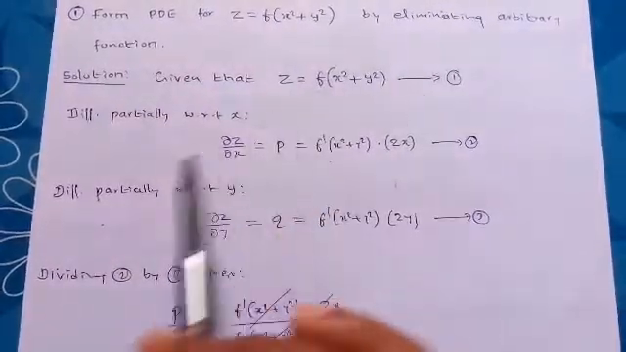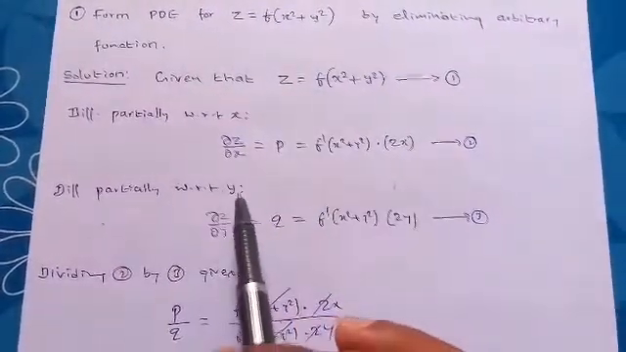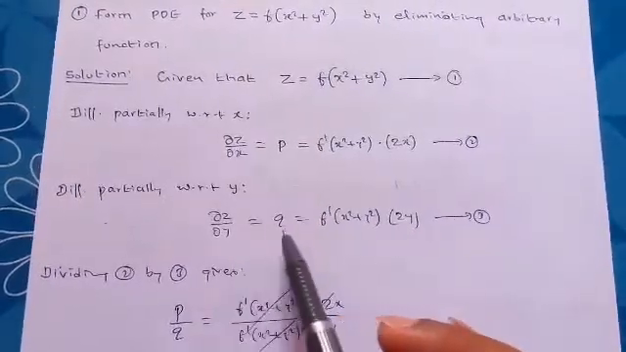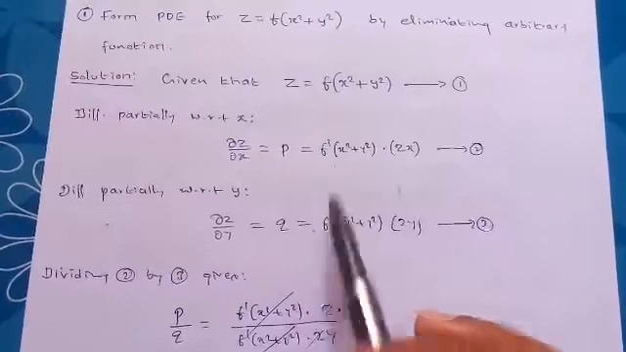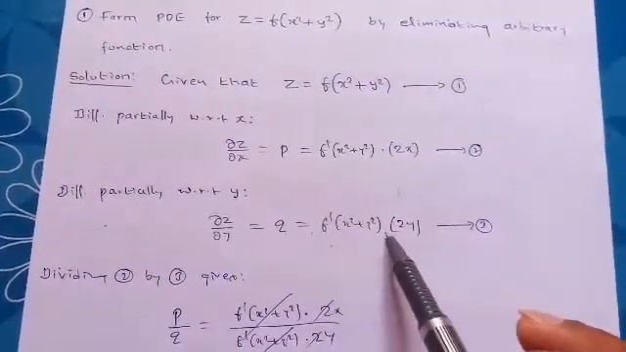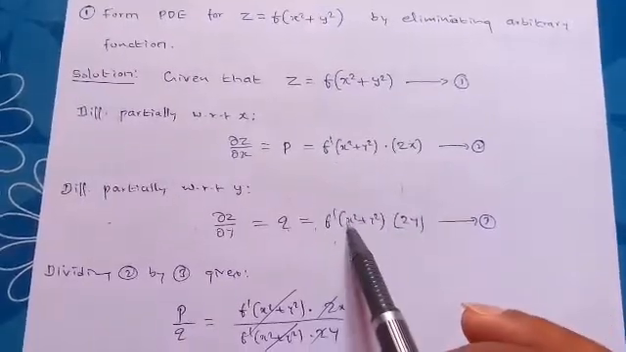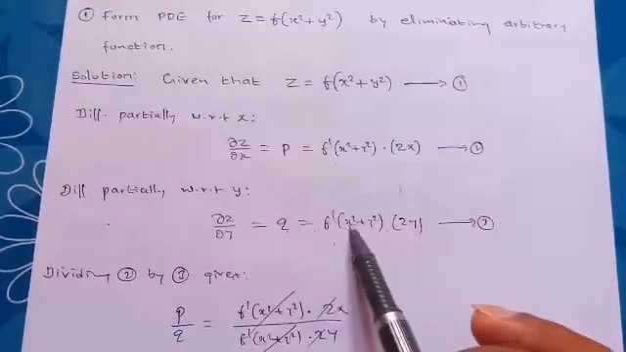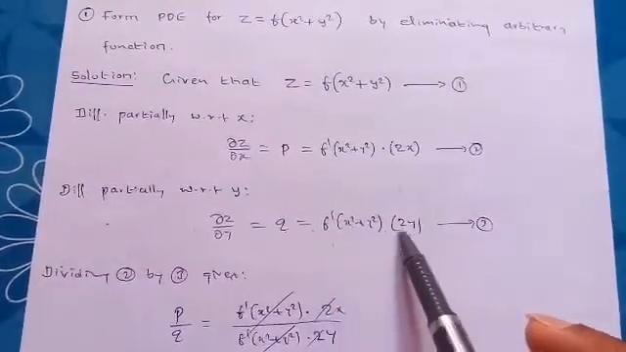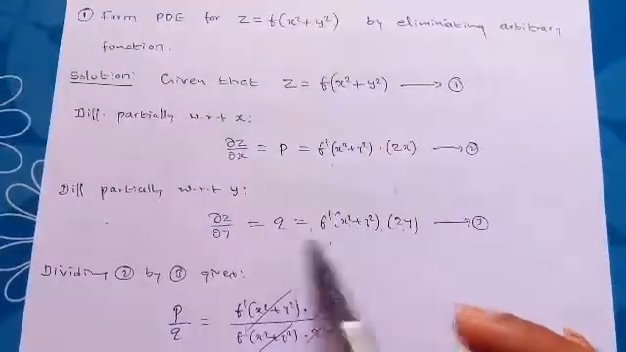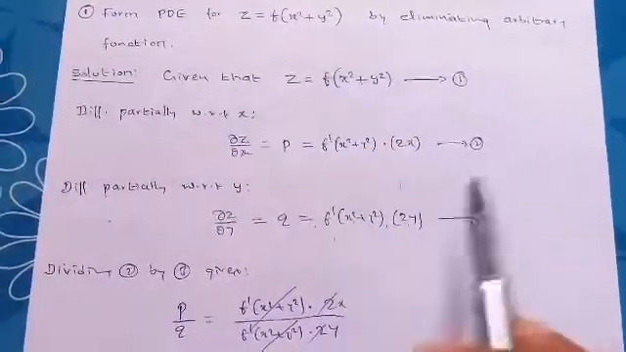Similarly, differentiate equation 1 partially with respect to y. Derivative of z is dou z by dou y. We know the symbol is q, which equals the derivative of f, f dash of x square plus y square, and the derivative of x square plus y square. While differentiating with respect to y, x is constant, its derivative is 0, y square derivative is 2y. So we get equations for p and q, called 2 and 3.